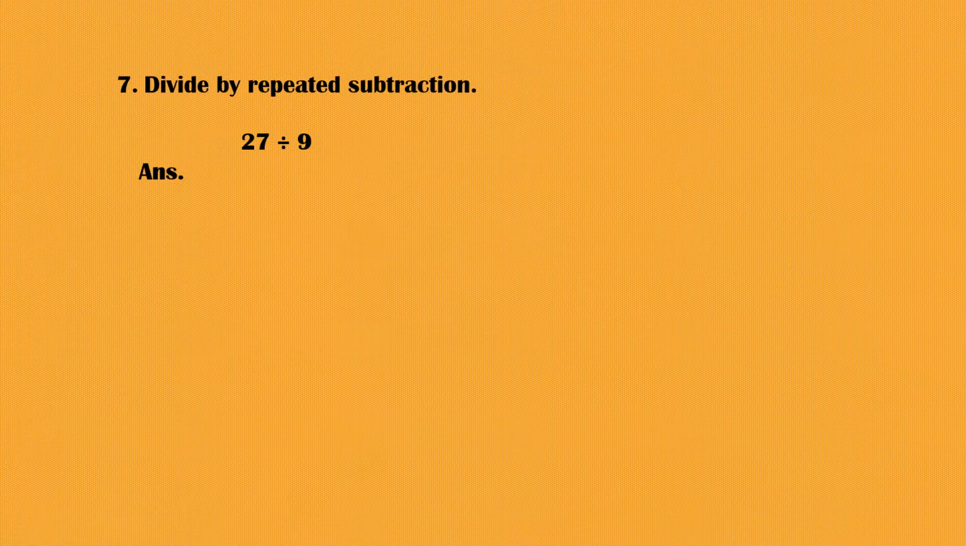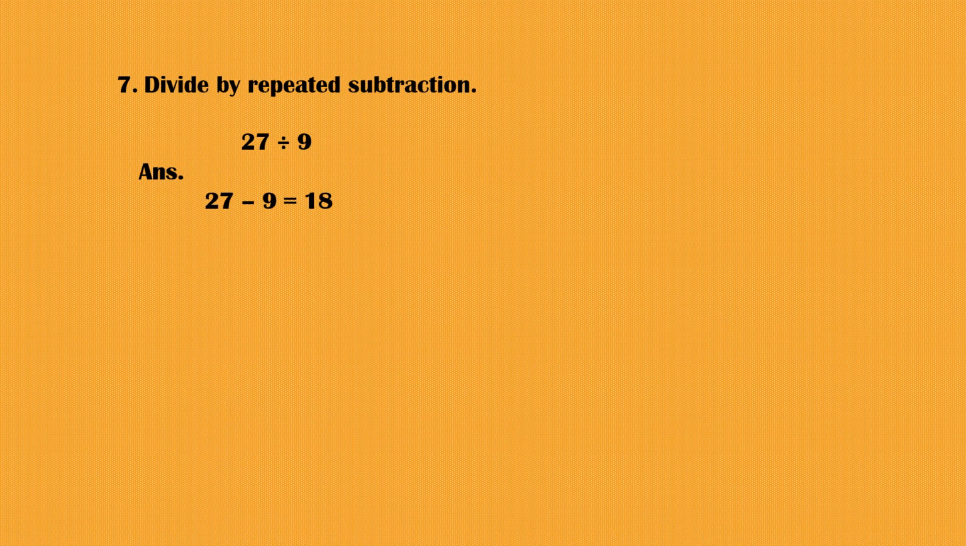Now children, divide by repeated subtraction. That means you have to get the answer of the division part by subtracting. Now how can you see? As you know, division is what? It is a repeated subtraction. Now 27 is the dividend and 9 is your divisor. So what will be the answer? Without dividing you can get it by subtracting.